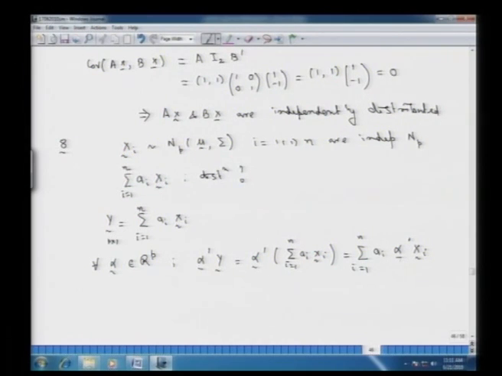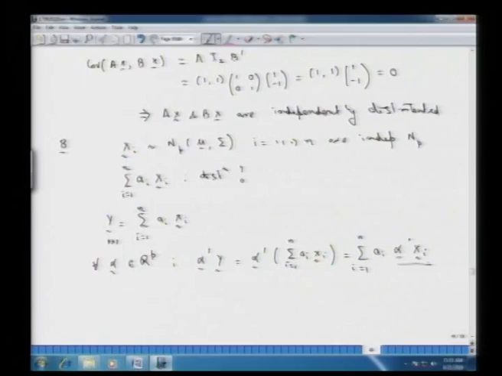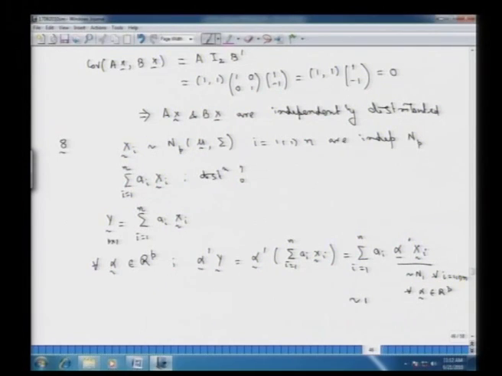So for every alpha belonging to R to the power p, as we have taken, this alpha prime xi is going to be a univariate normal distribution. So this is going to follow an N1 for every i equal to 1 to n, and for every alpha belonging to R to the power p. Each of these distributions for every alpha and for every i in this summation has a univariate normal distribution, and hence the linear combination of those univariate normal distributions is going to be a univariate normal distribution. So this follows N1.